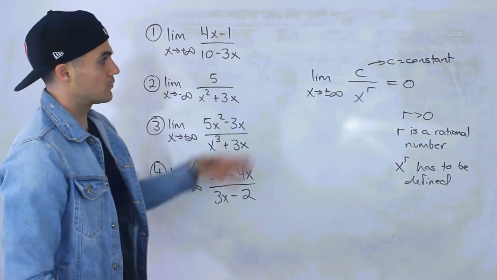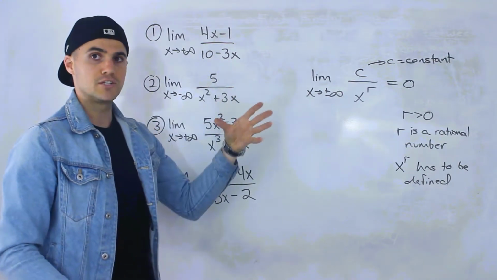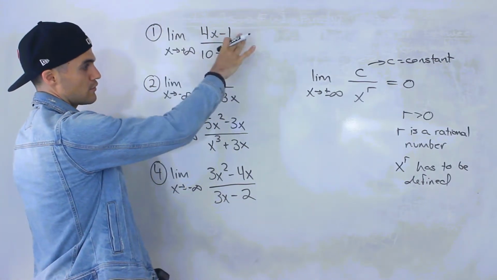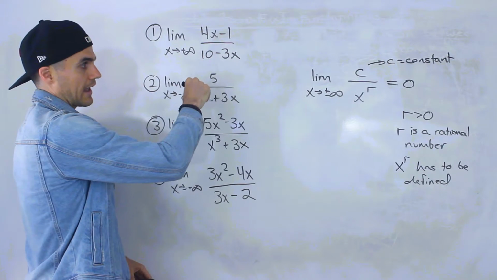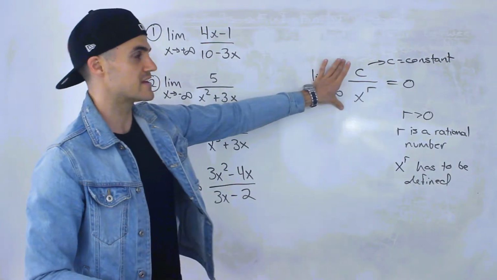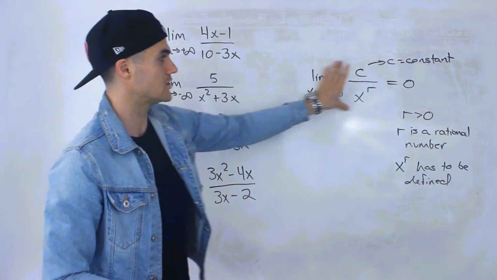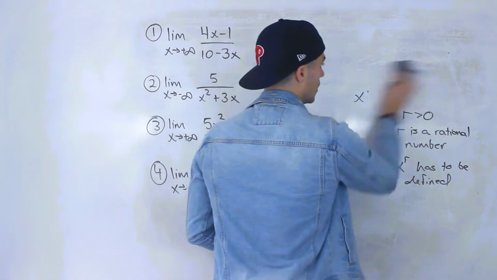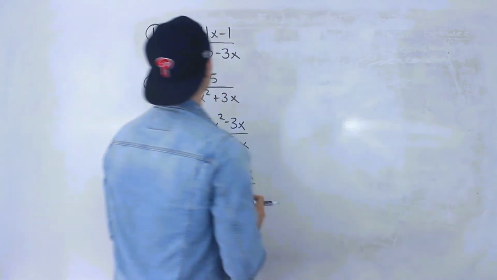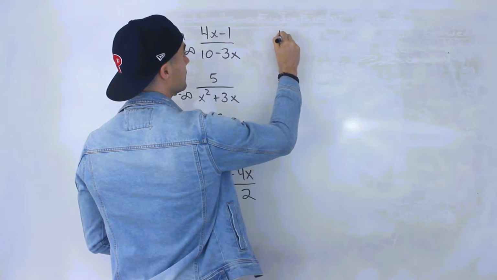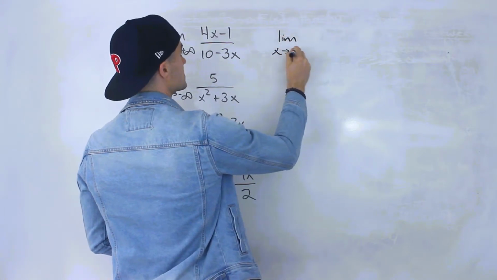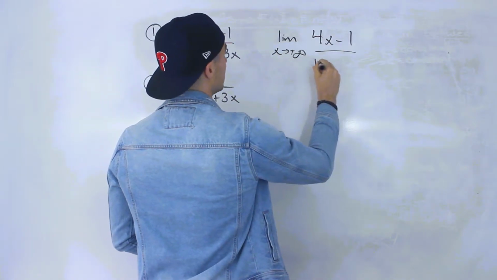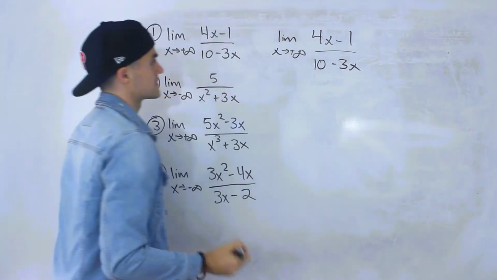So the reason why I brought this property up is what we're going to be doing with these limits: we want to take these expressions and convert them so they're in this format. So we're going to have a bunch of expressions in this format. Let me show you what I mean with the first limit. We have the limit as x approaches positive infinity of 4x minus 1 over 10 minus 3x.